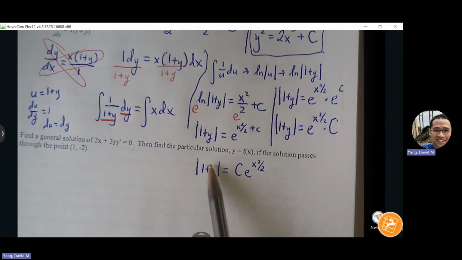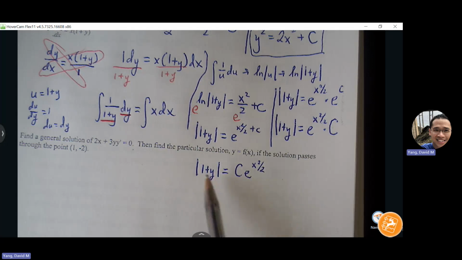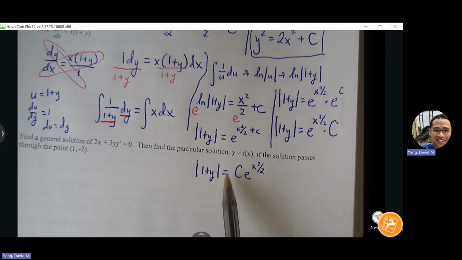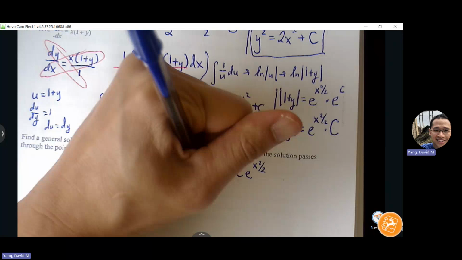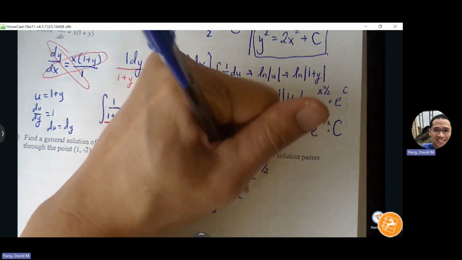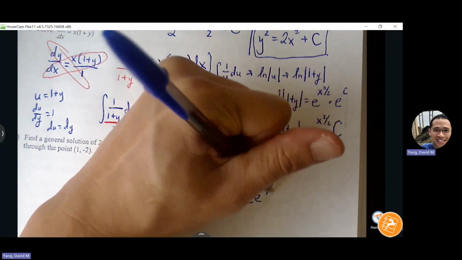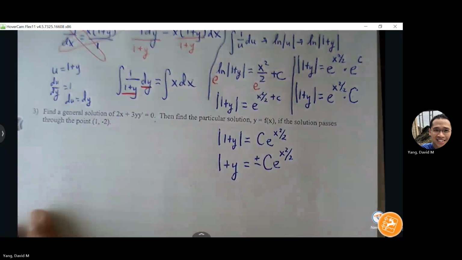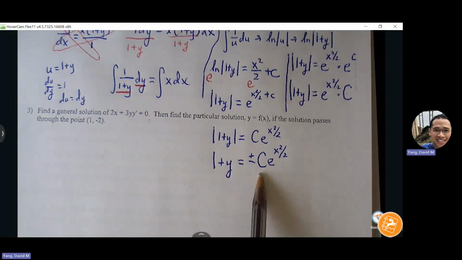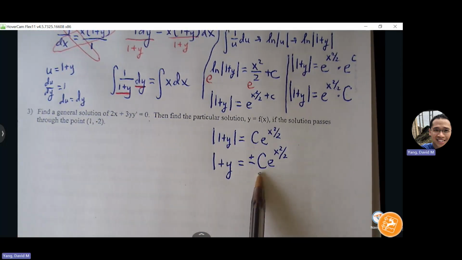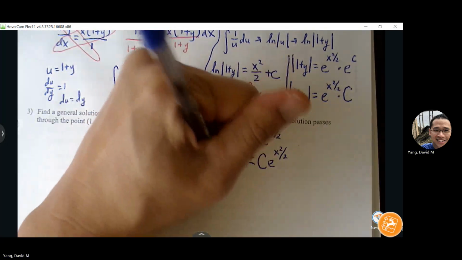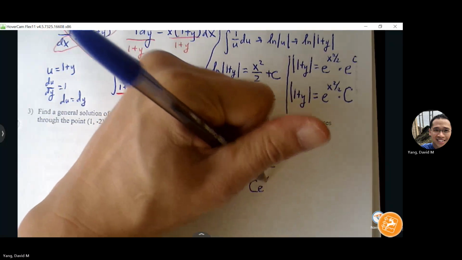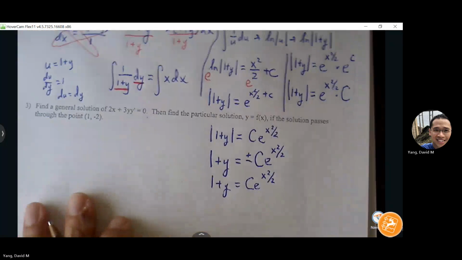I'm still trying to solve for y, but if I want to solve for y, I have to drop the absolute value. Absolute value means plus or minus on the other side, because absolute value can hold both positive and negative values inside. So I can drop the absolute value, but if I do that, I need to balance it out with a plus or minus C e to the x squared over 2. Now we know that C is a constant, and the constant can be both positive or negative. So I can just let that C absorb the plus or minus into it, because I'm just looking for a general solution.